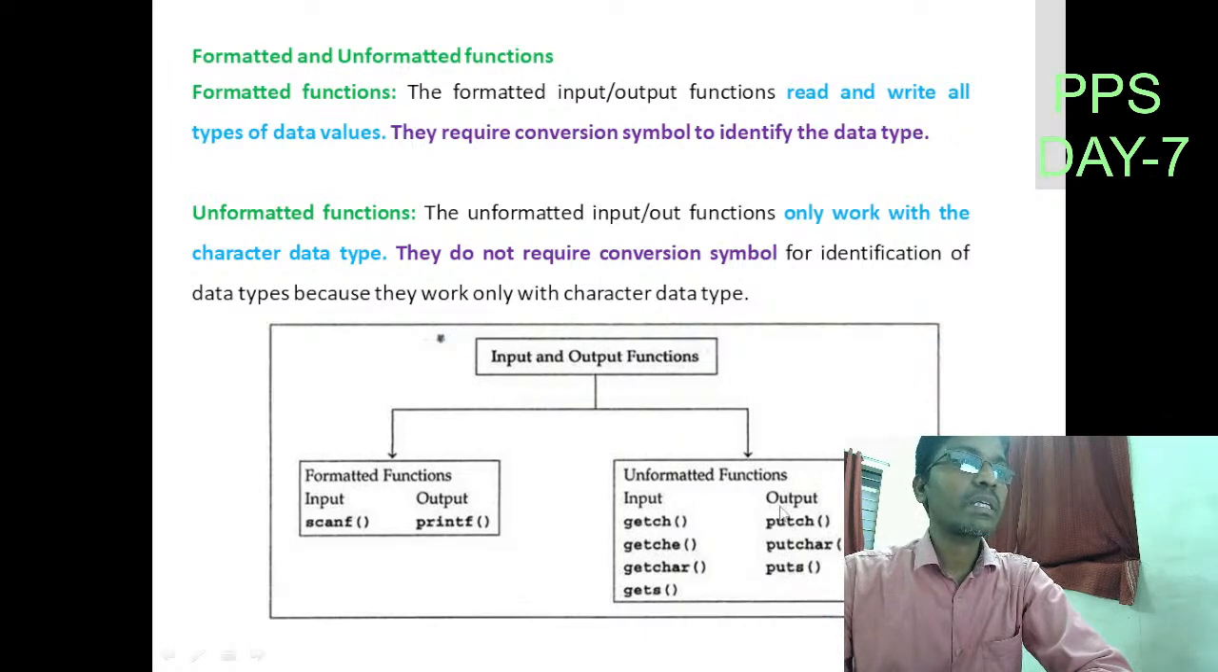If you want to read single characters, or an entire collection of characters, the collection of characters is called a string. With getchar you read only one character, and with gets you read a group of characters. Similarly, with putch and putchar you display single characters on the screen, and with puts you display a string on the screen. So that is about formatted and unformatted.